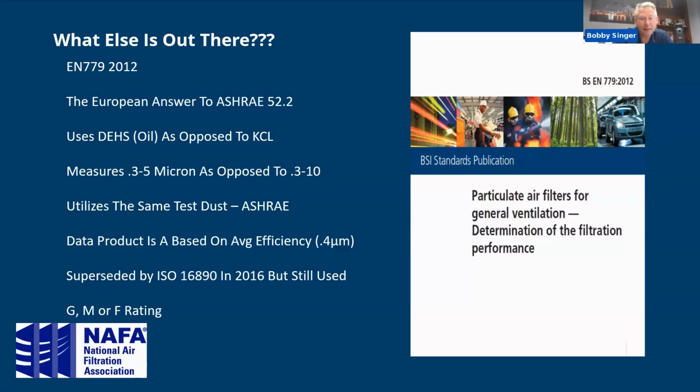This method technically was superseded by ISO 16890 in 2016, but we still run a ton of these. Apparently, this method is written into a lot of specs throughout the industry, so there is still demand for this test. If you see a filter rated as G, M, or F, you know that it was tested to EN 779 standard.